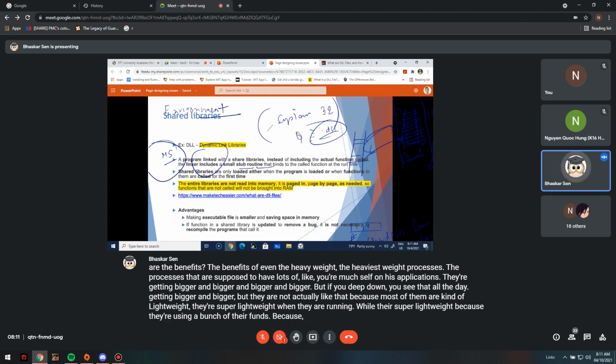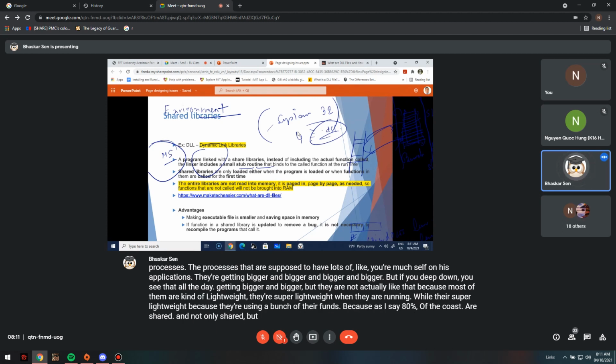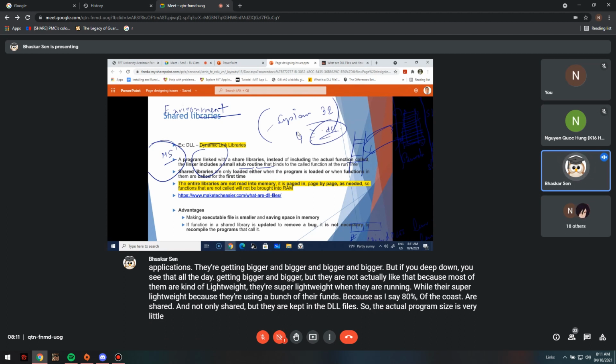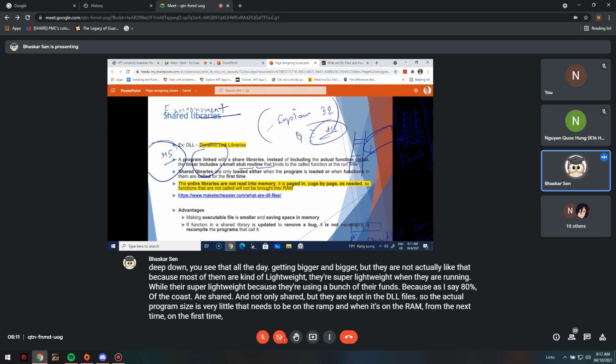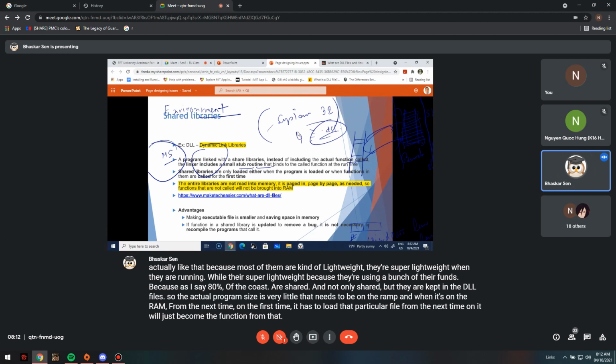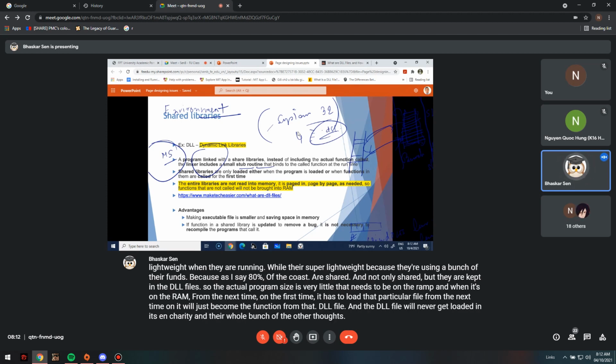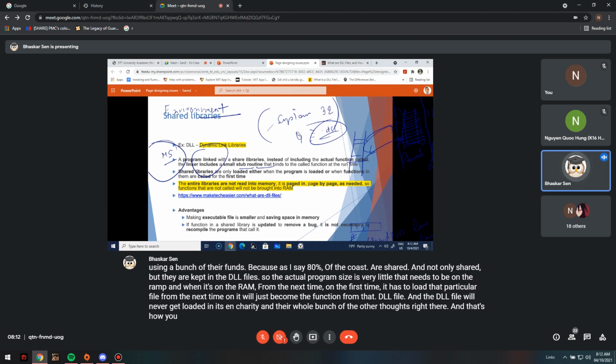Because as I say, 80% of the code is shared. And not only shared, but it is kept in the DLL files. So the actual program size that needs to be on the RAM is very little. And when it's on the RAM, the first time it has to load that particular DLL file. From the next time on, it will just pick up the function from that DLL file. And the DLL file will never get loaded in its entirety. And there are a whole bunch of DLL files right there. And that's how Microsoft creates an environment.